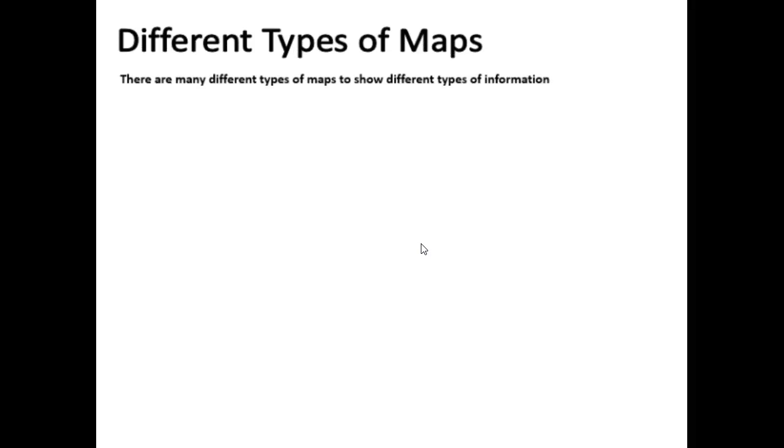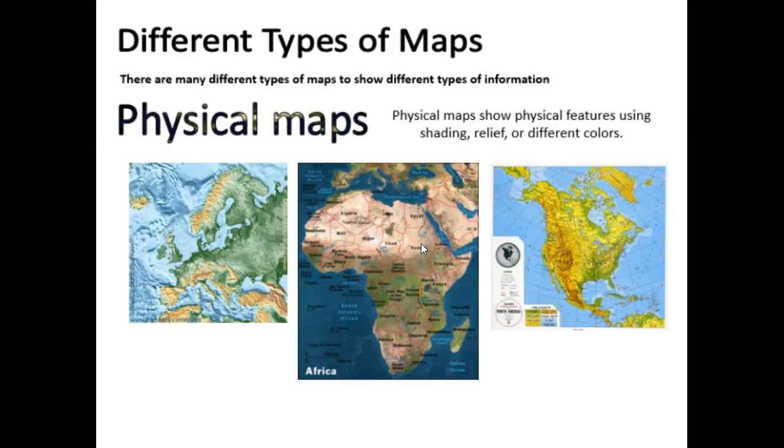Okay, so let's get into the different types of maps. Different types of maps show different types of information. The first type of map that we're going to discuss are physical maps. Physical maps show physical features using shading, relief, or different colors. So here you can see mountain ranges, valleys, rivers, elevation, all kinds of stuff on physical maps. Basically they show us the physical characteristics of the land that's being represented on that map.